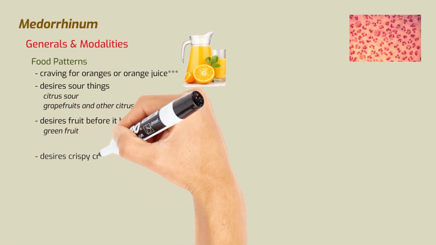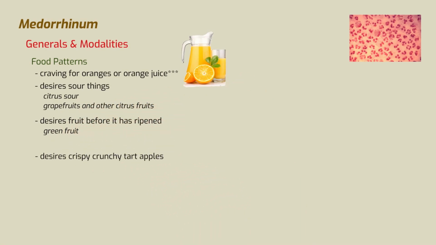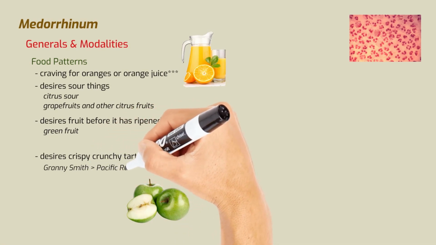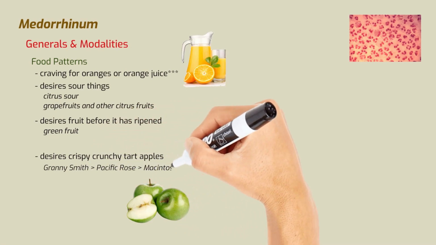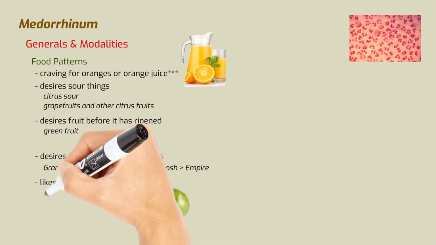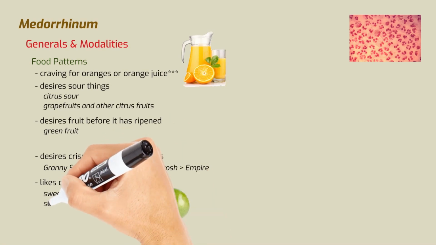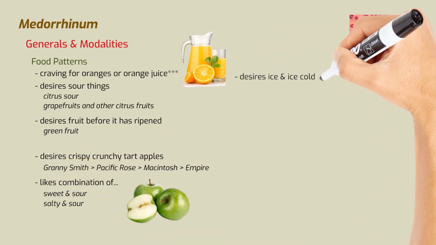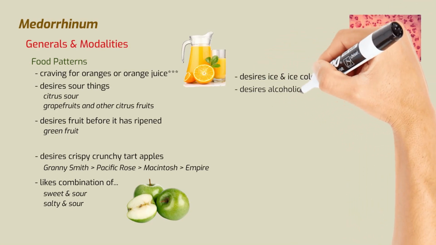He likes crispy, crunchy, tart apples. I recently found a listing of types of apples rated according to their tartness. The top rated apples are Granny Smith's first, then Pacific Rose, then Macintosh, and then Empires. Medorrhinum also likes the combinations of sweet and sour and salty and sour. He also likes ice and ice cold drinks and alcoholic drinks.